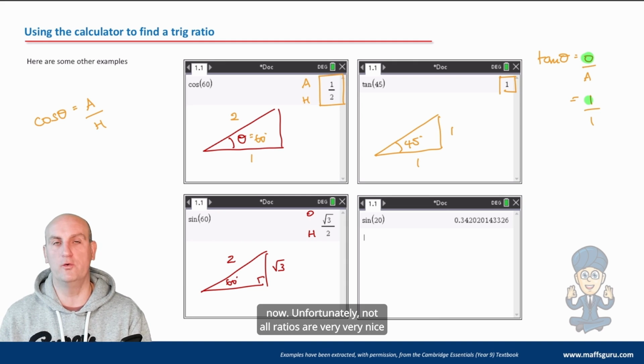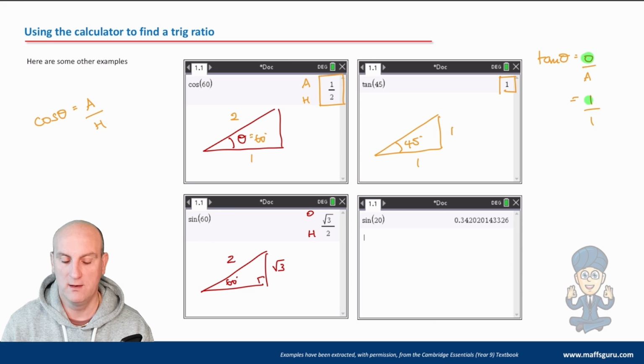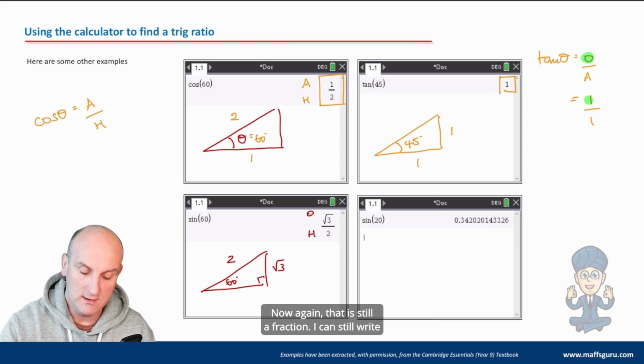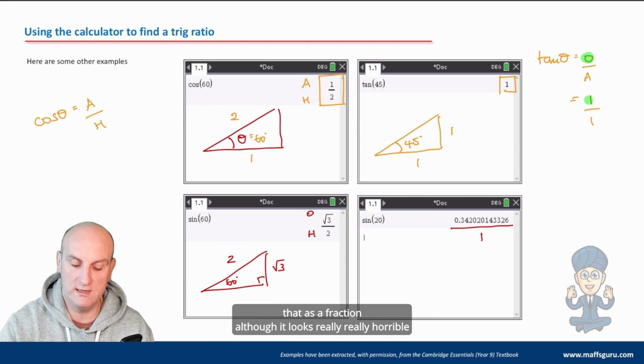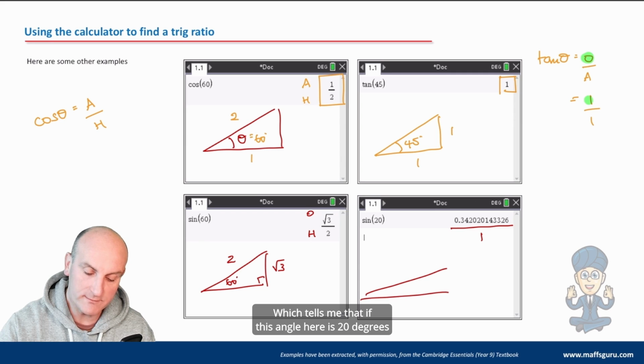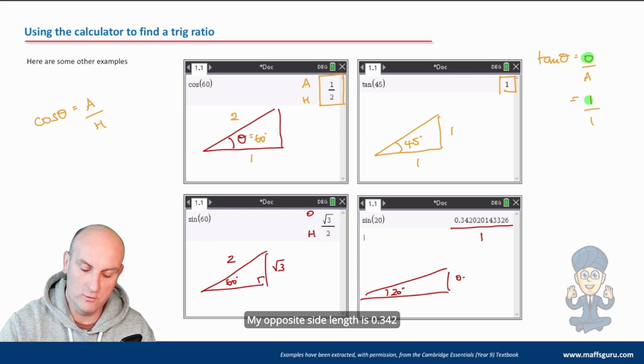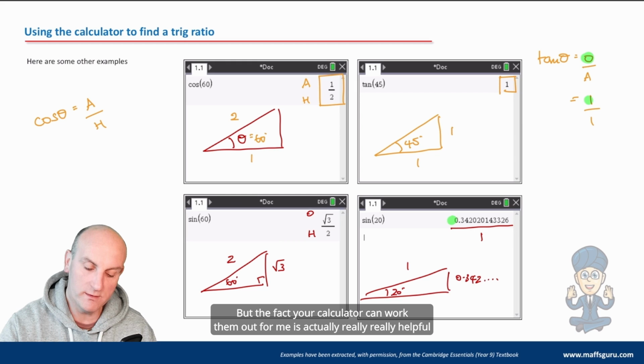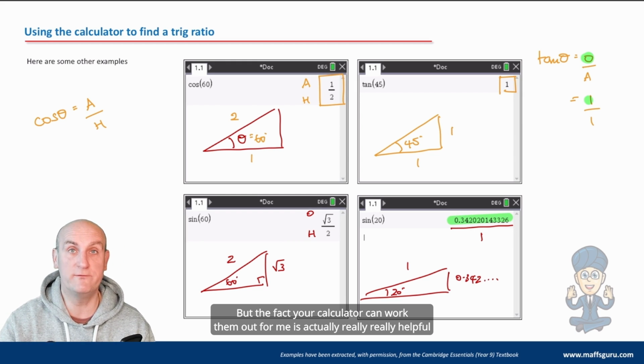These are all ways of working these out. Now, unfortunately, not all ratios are very, very nice. Because as I've just said here, if I put into my calculator the sine of 20, I get that as a ratio. Now, again, that is still a fraction. I can still write that as a fraction, although it looks really, really horrible. Which tells me that if this angle here is 20 degrees, my opposite side length is 0.342, and my hypotenuse is equal to 1. All right, so again, not all of these ratios come out nicely, but the fact your calculator can work them out for me is actually really, really helpful.